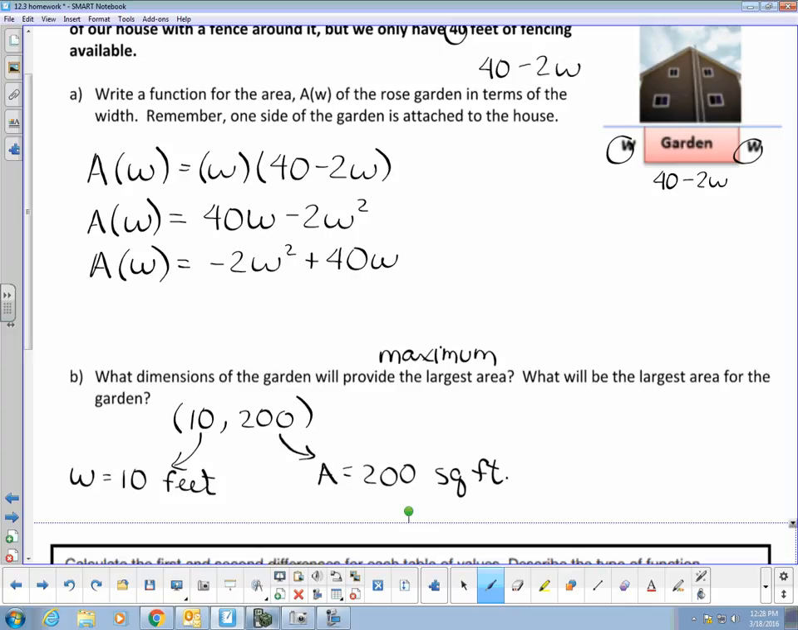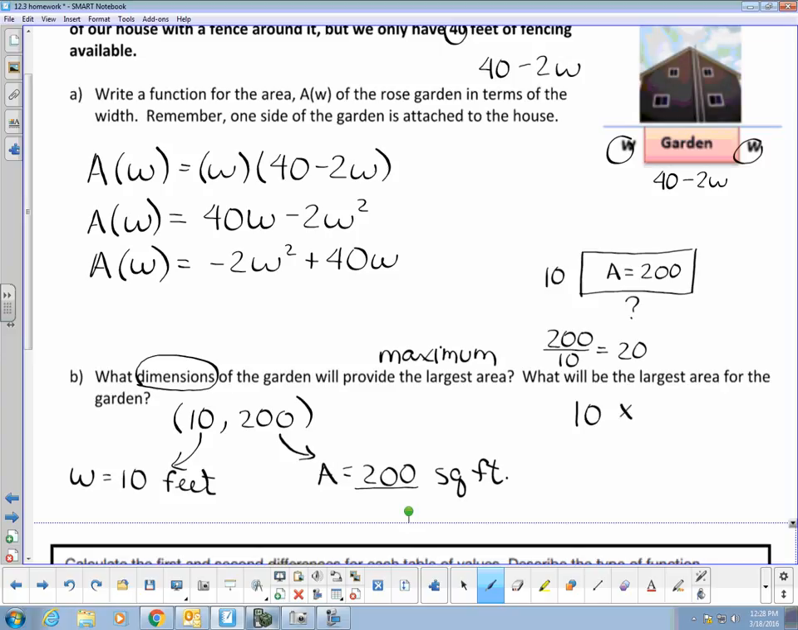Now if I want to find the dimensions of the garden, here's what I know. Here's my garden. I know that my width is 10 feet. Don't know what my length is, but I know that the area is equal to 200 square feet. So I can find my missing dimension by taking 200, dividing it by 10, to get a value of 20. So my dimensions are 10 feet by 20.